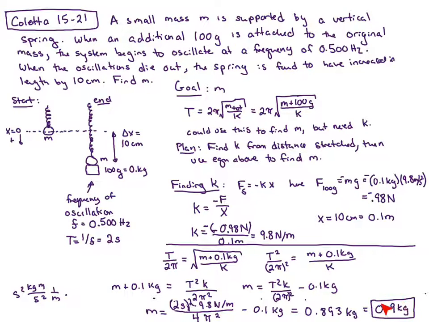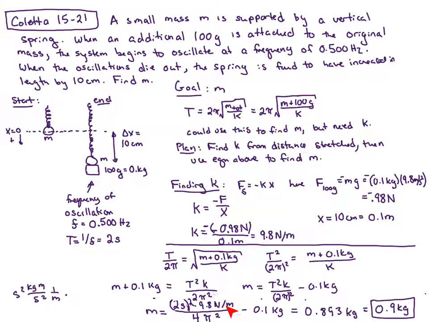Now, I want to do some monitoring here, make sure that's reasonable. So this spring was extended initially with some mass, and then we put 100 grams on, and it stretched an additional 10 centimeters, so it makes sense that this was maybe 0.9 kilograms or 900 grams here. That seems like in the range of what's possible. You know, it's not like a kilogram or something crazy that goes on this same spring.